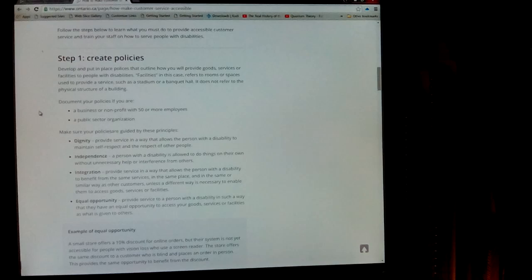Dignity. Provide service in a way that allows a person with a disability to maintain self-respect and the respect of other people. Independence. A person with a disability is allowed to do things on their own without unnecessary help or interference from others. Integration. Provide service in a way that allows the person with a disability to benefit from the same services in the same place and in the same or similar way as other customers, unless a different way is necessary to enable them to access goods, services, or facilities. Equal opportunity. Provide service to a person with a disability in such a way that they have an equal opportunity to access your goods, services, or facilities as what is given to others.